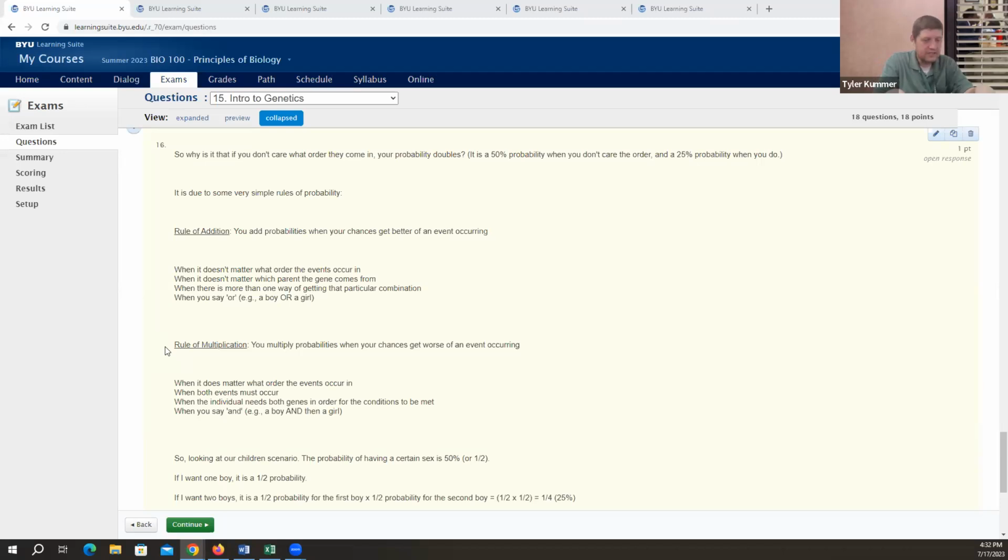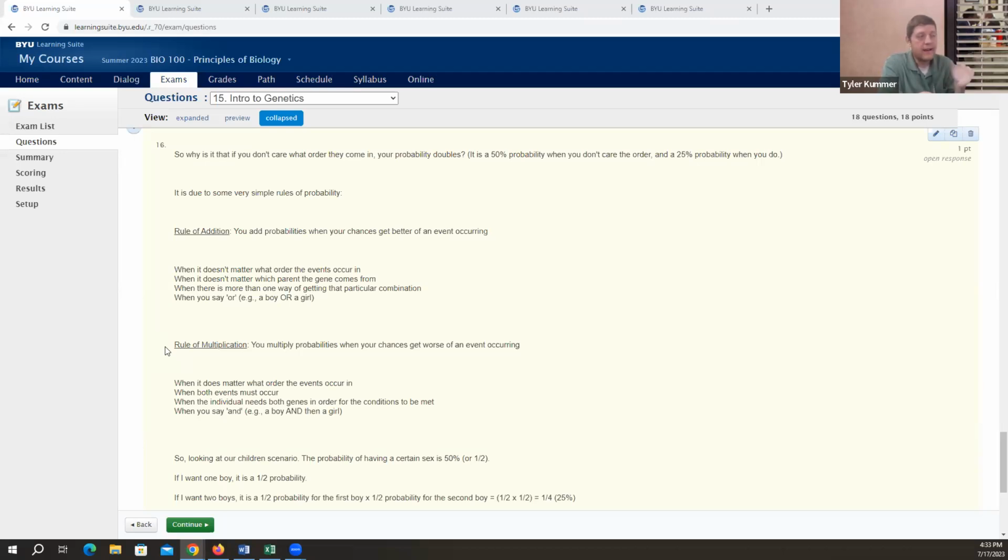The rule of multiplication says that to go boy and then girl, I'm going to have those two events take place. I would multiply those probabilities together. So 0.5 for getting a boy times 0.5 for getting a girl gets me to 0.25. So that first way of getting a boy and a girl would be 25%.